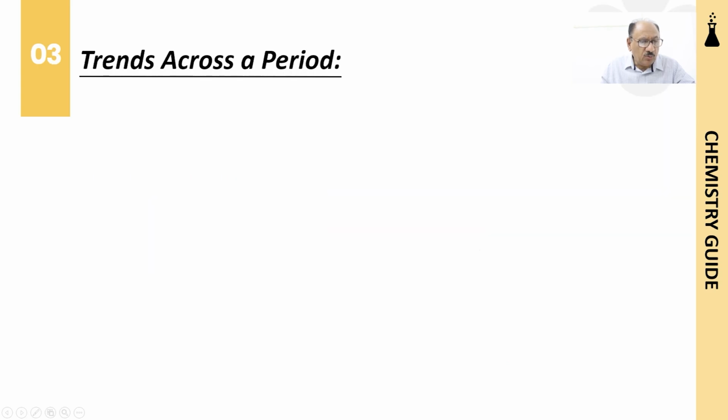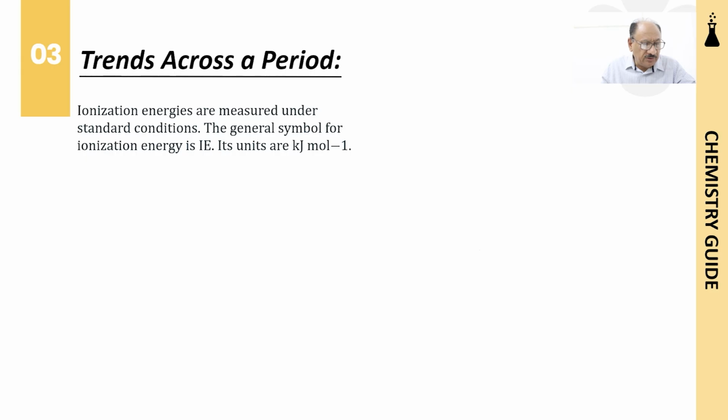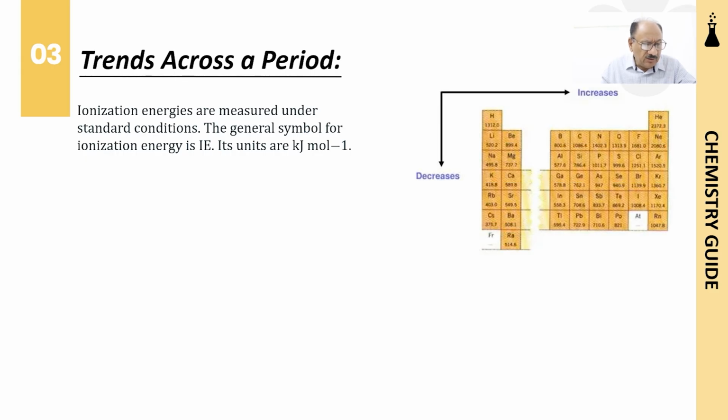Further, we can go to the trends across the period, and ionization energies are measured under standard conditions. The general symbol for ionization energy is IE, and the units are kilojoules per mole. In the periodic chart trends, from left to right it is increasing, and going down the group ionization energy is decreasing. You should also know this.